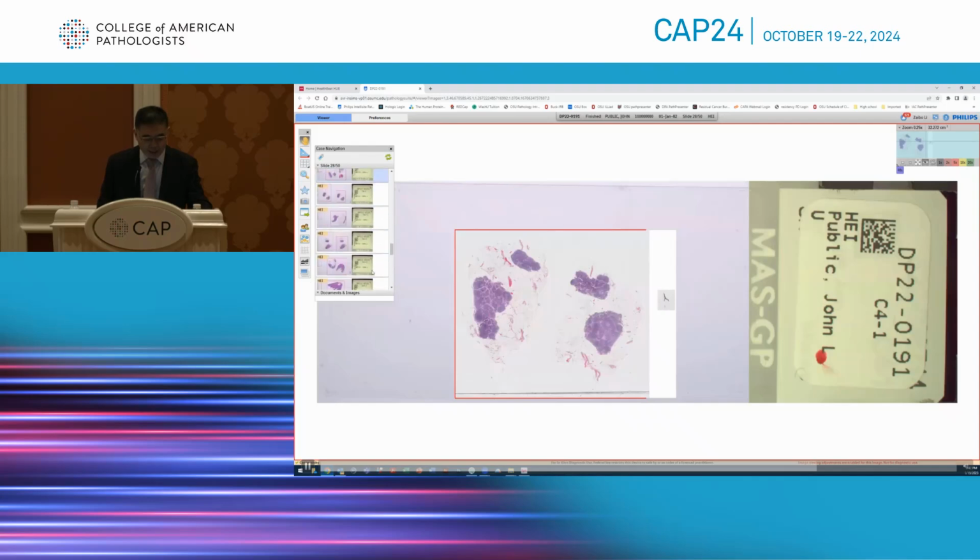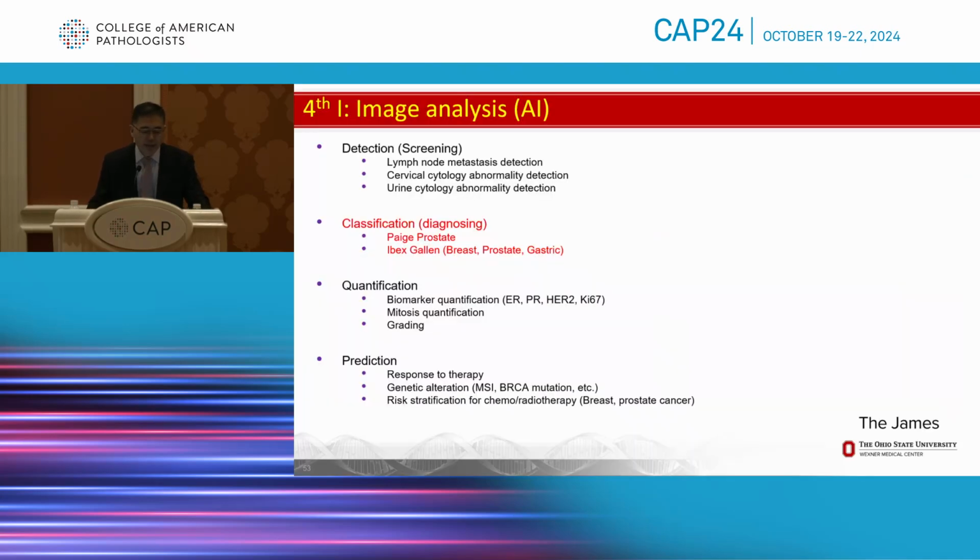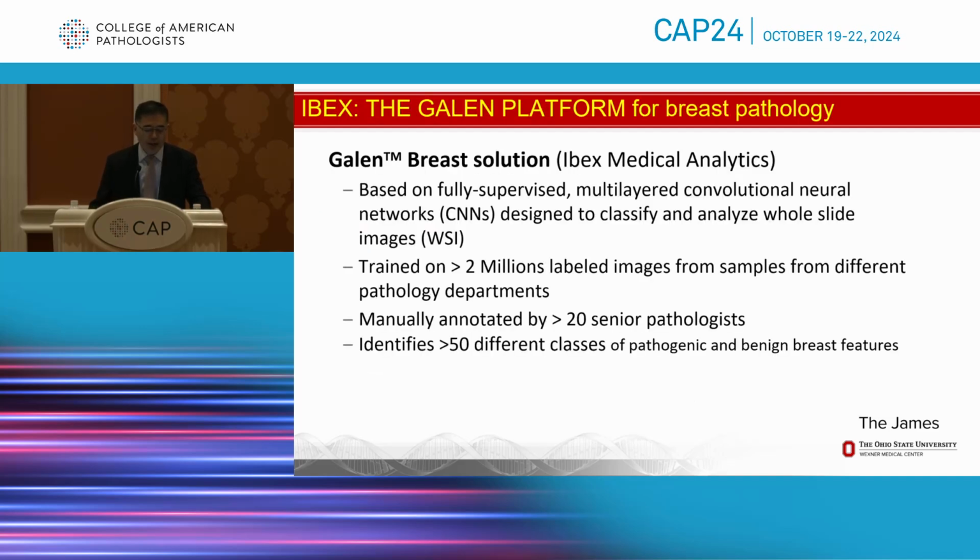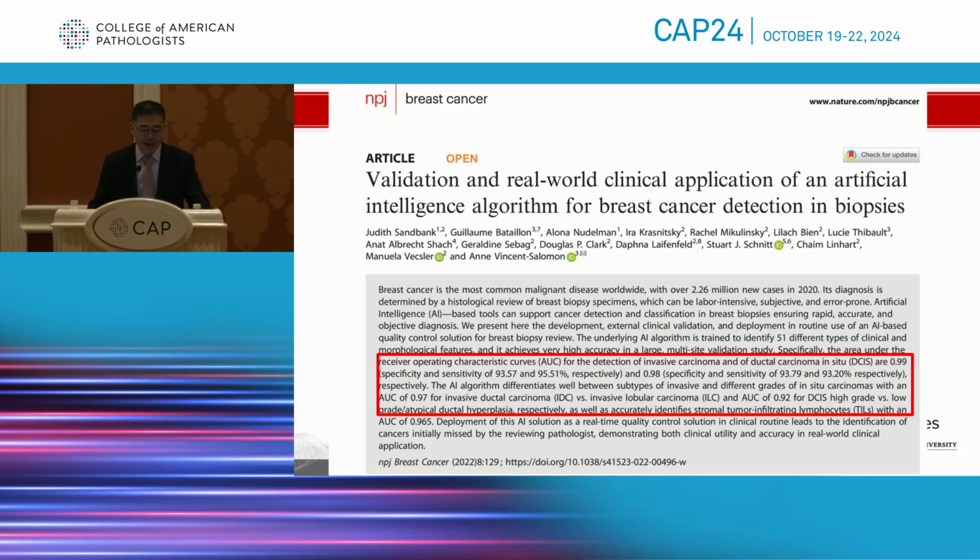All right, I think I'll just move to the next slide. The next category is classification. I will give you an example using the IBEX Galen system. This system was developed based on a fully supervised multiple-layer CNN network designed to classify and analyze real-world WSI, trained on more than 2 million labeled images. The development of this AI tool was published, I think, in 2022, with very high AUC.